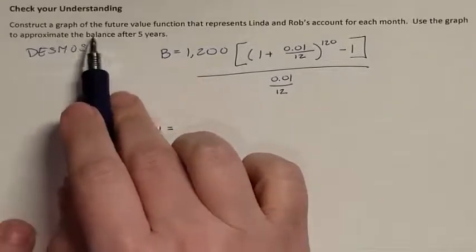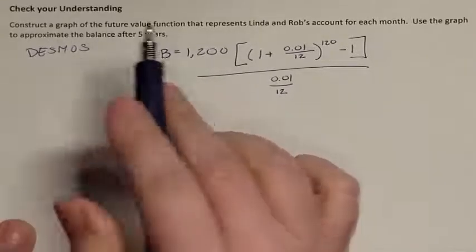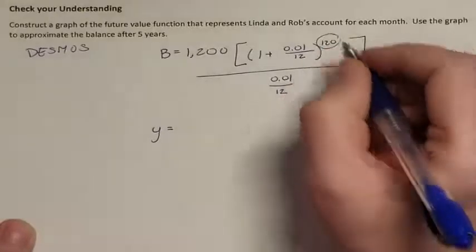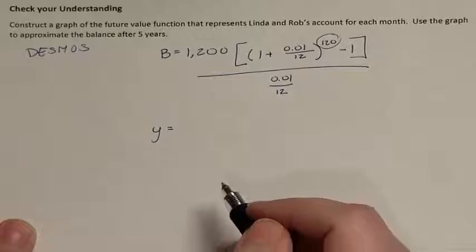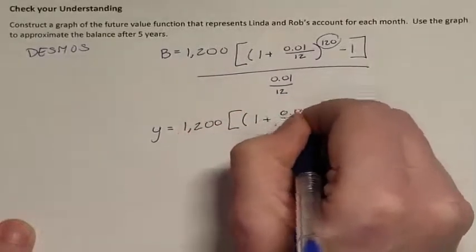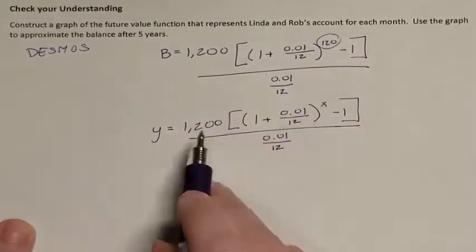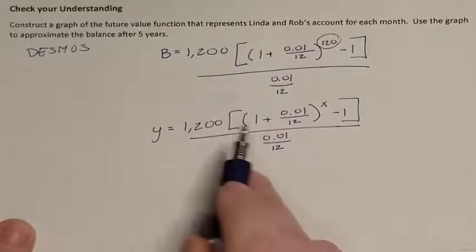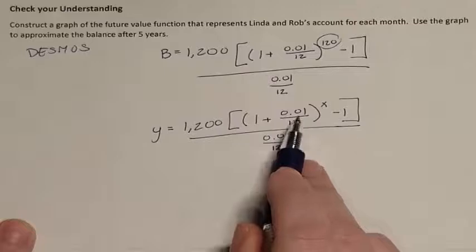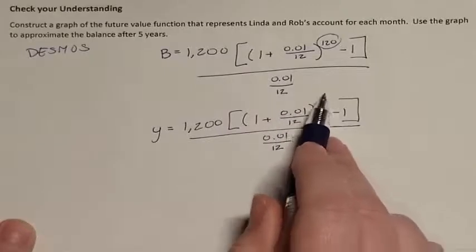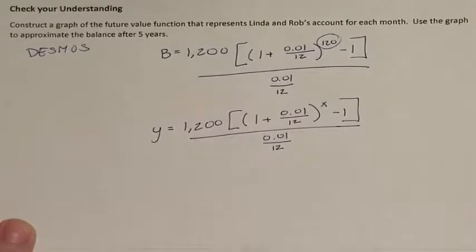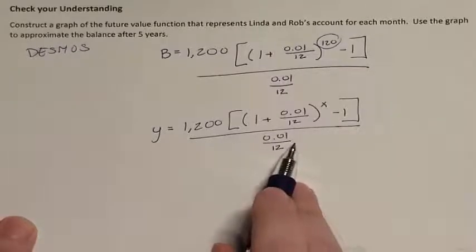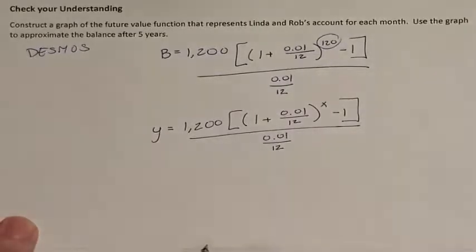It wants us to approximate after 5 years. Our time is the exponent. So instead of this exponent right here of 120, we need to write the exponent of an x. So this is Linda and Rob putting in $1,200, compounding monthly at their interest rate, and we want to know at what month will get us what amount. That's what the question is. So type this into your graph exactly the way that it reads. And we need to figure out what our x's and y's are going to be.